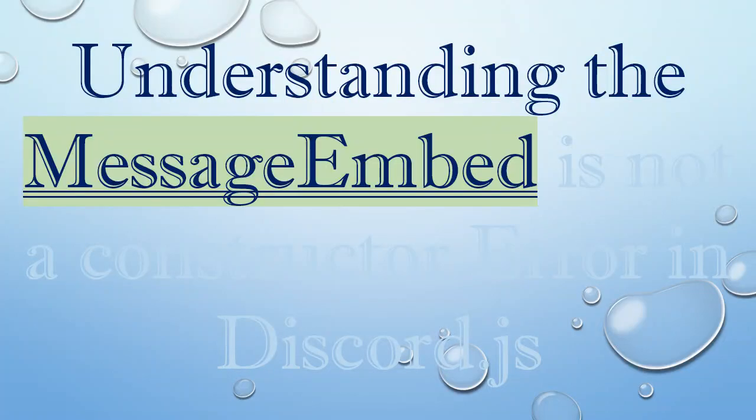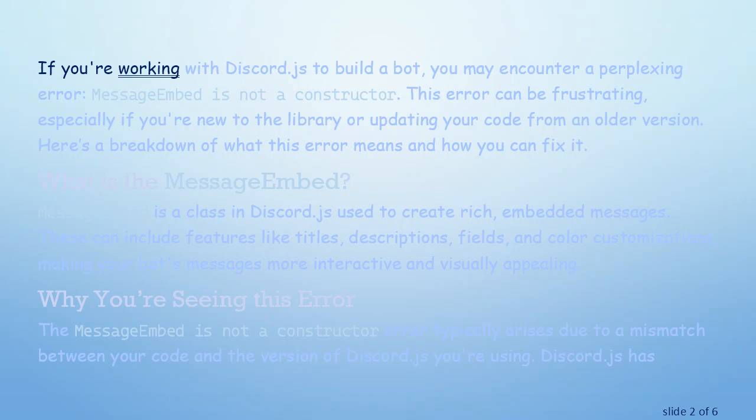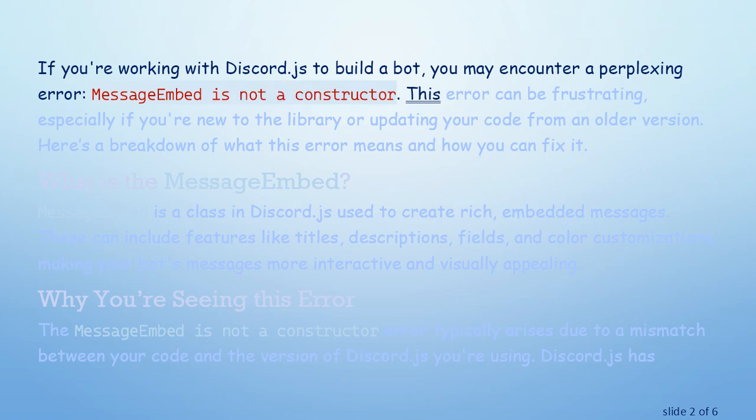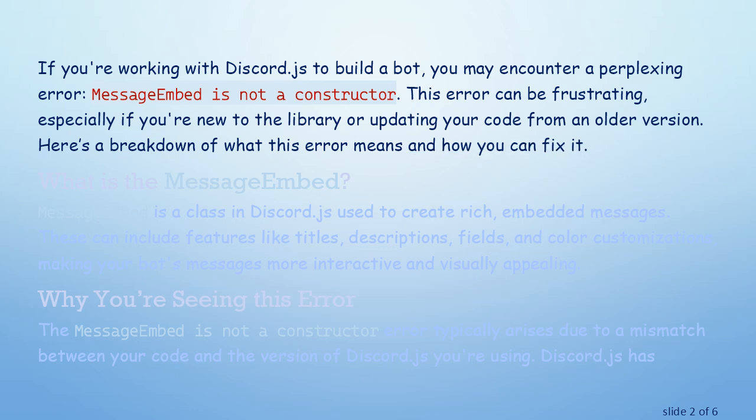Understanding the MessageEmbed is not a constructor error in Discord.js. If you're working with Discord.js to build a bot, you may encounter a perplexing error: MessageEmbed is not a constructor. This error can be frustrating, especially if you're new to the library or updating your code from an older version. Here's a breakdown of what this error means and how you can fix it.